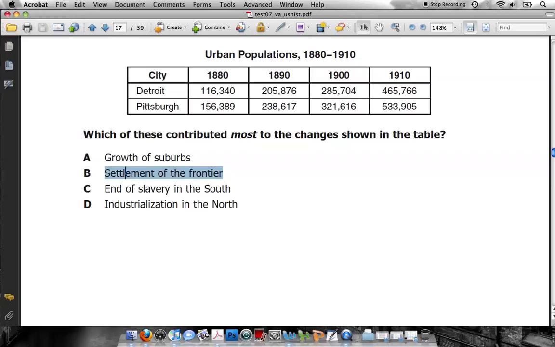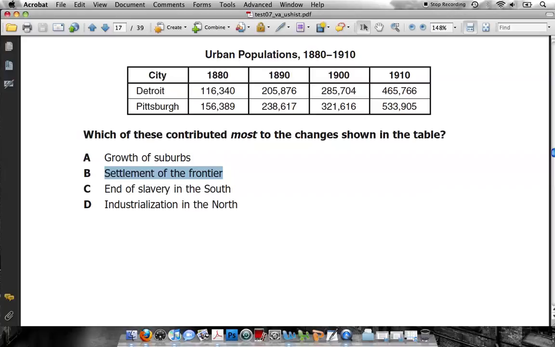Now, settlement of the frontier. We both know that these cities are both in the eastern part of the United States. The frontier got closed in the west, and although we know it was during this time period, that doesn't really make sense because we're talking about a different part of the country. That answer too is incorrect.